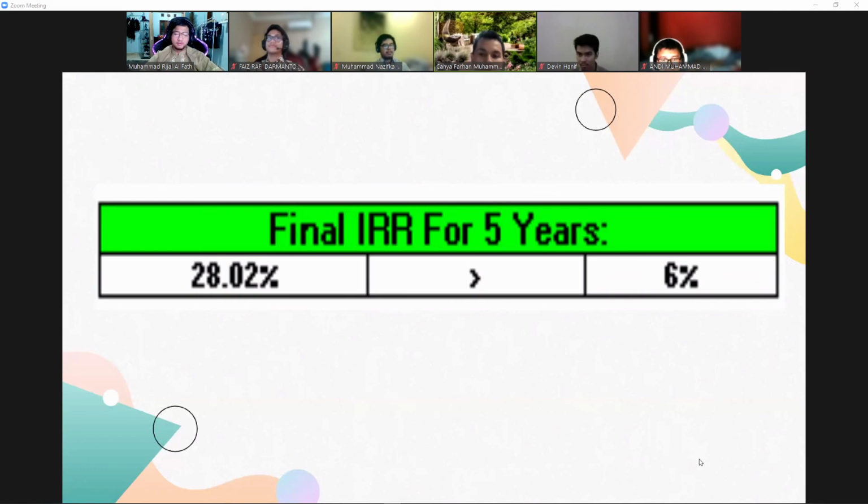And finally, our internal rate of return for 1 year is 5.6%, but for 5 years, it increases to 28%, which is higher than the 6% discount rate. Next.